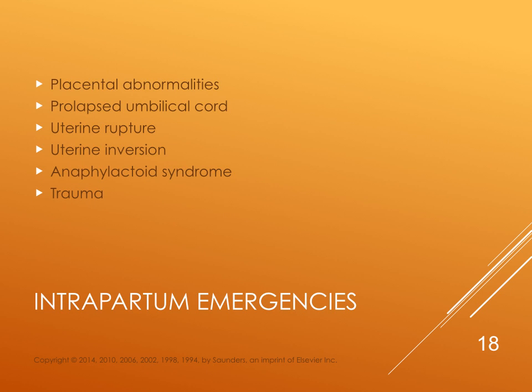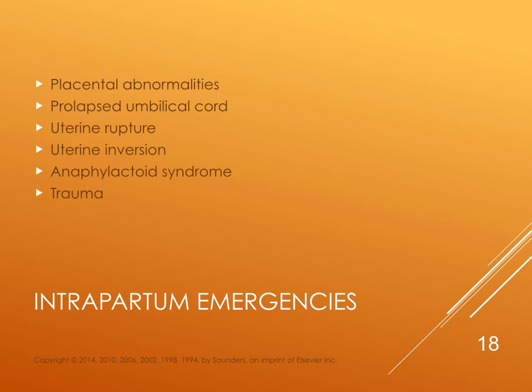Intrapartum emergencies include placental abnormalities, such as a placental abruption, again, when that placenta is tearing away from the uterine wall. A prolapsed umbilical cord, typically found in a patient in the hospital by an examiner. And a prolapsed umbilical cord is when the amniotic sac has been broken and the umbilical cord falls through the cervix into the vagina, and sometimes even exteriorly.